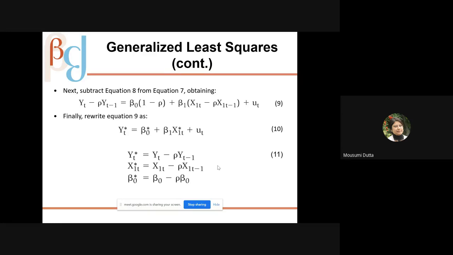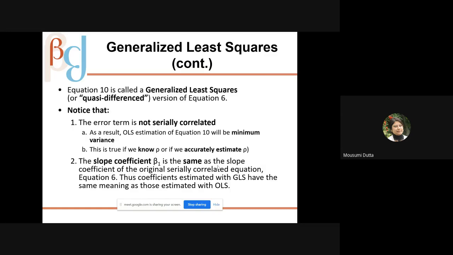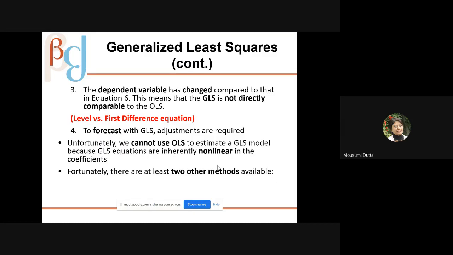It is no more a regression of y on x like equation number 6. Rather, it is a regression of yt minus rho yt minus 1 on xt minus rho xt minus 1. Okay. So both point 2 and point 3 are very, very important. The slope coefficients remain the same. So the meaning of the slope coefficient across OLS and GLS will be the same. However, that does not mean the two equations are comparable.